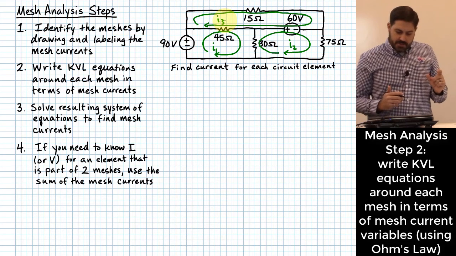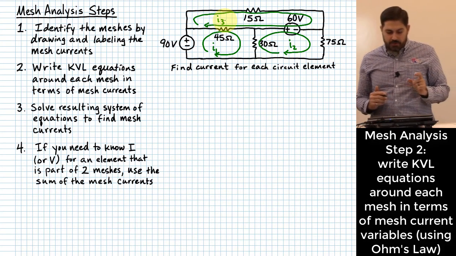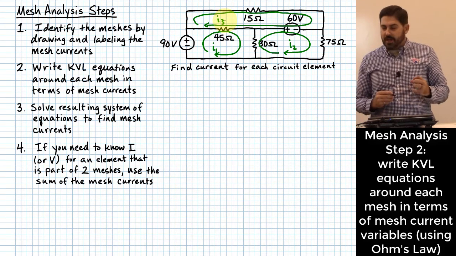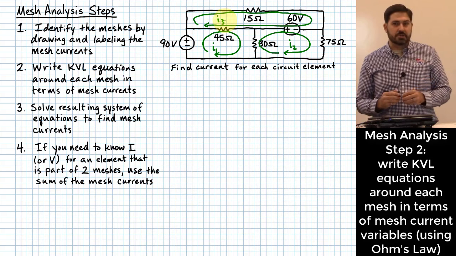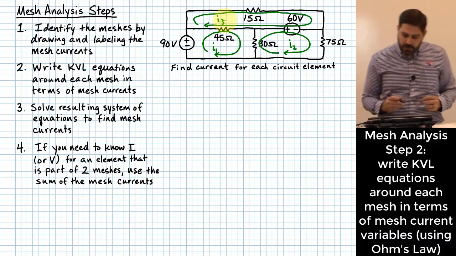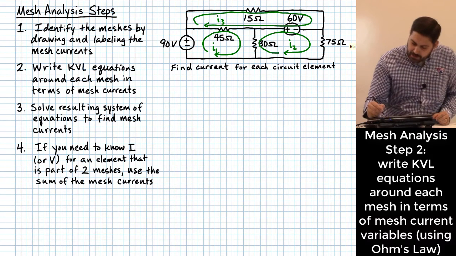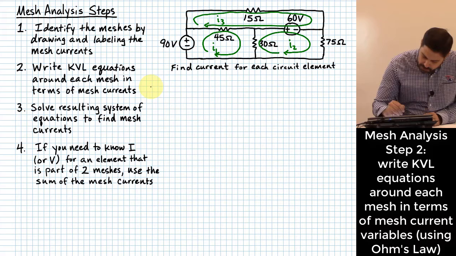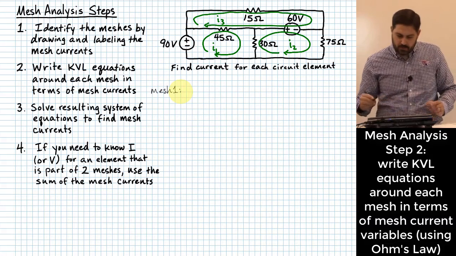Okay, step 2, write Kirchhoff's voltage law equations around each mesh. And many times when you do this, you'll have to do it in terms of the mesh currents that you just labeled with these variables. So a lot of times it's helpful to go ahead and label which one you are working with. I'm going to say, let's start with mesh 1. Mesh 1. What would this look like?